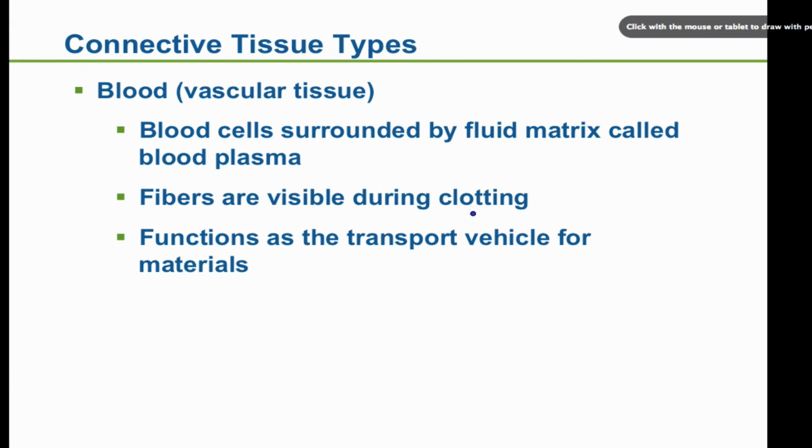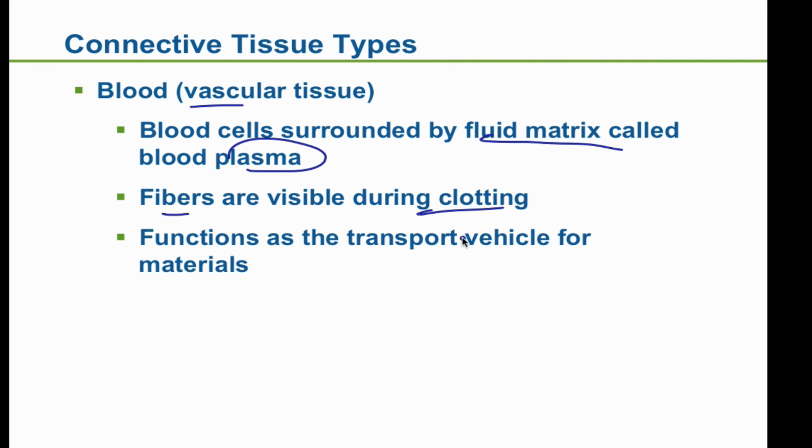All right, and the last connective tissue type is blood. Blood is obviously very vascular, and hopefully it's always oxygenated. Blood cells are surrounded by a fluid matrix called the plasma. Fibers are visible during clotting, and there's a whole chapter all about blood, so we're not going to talk too much about it right now. It functions as a transport vehicle for materials such as oxygen, carbon dioxide, nutrients, sugar, salt, waste, anything like that. All of those are going to be transported. So that wraps up connective tissue.